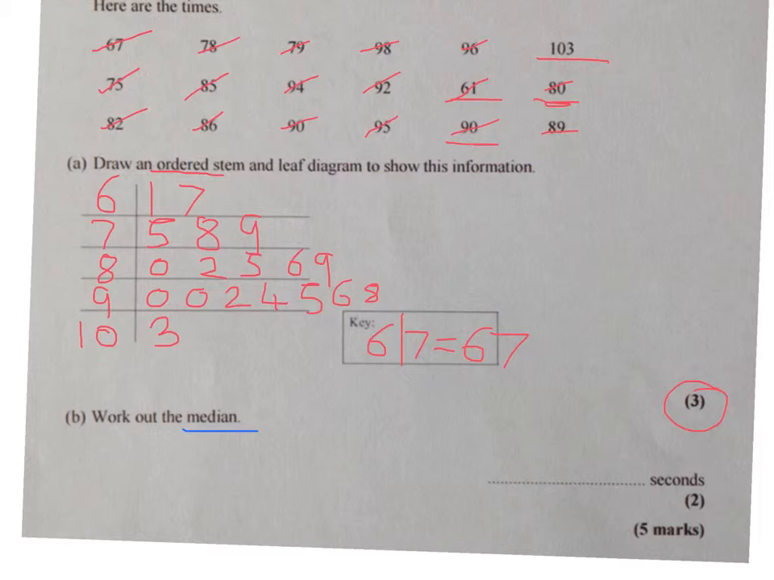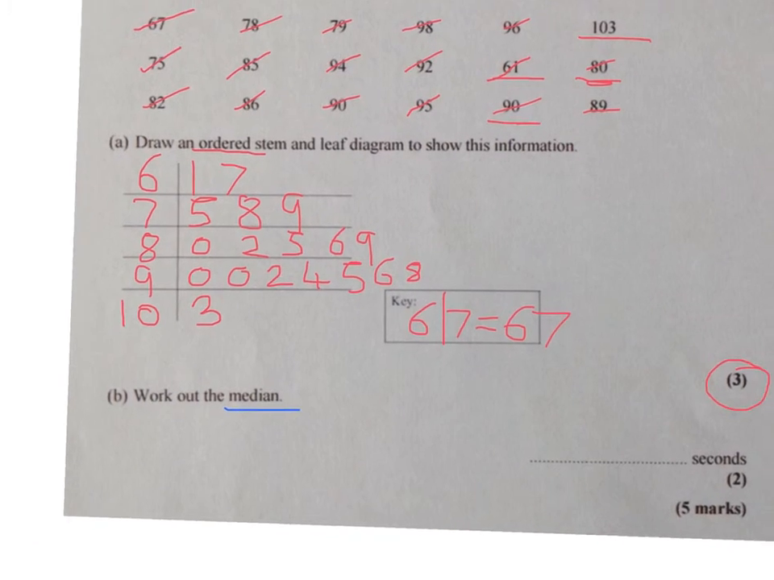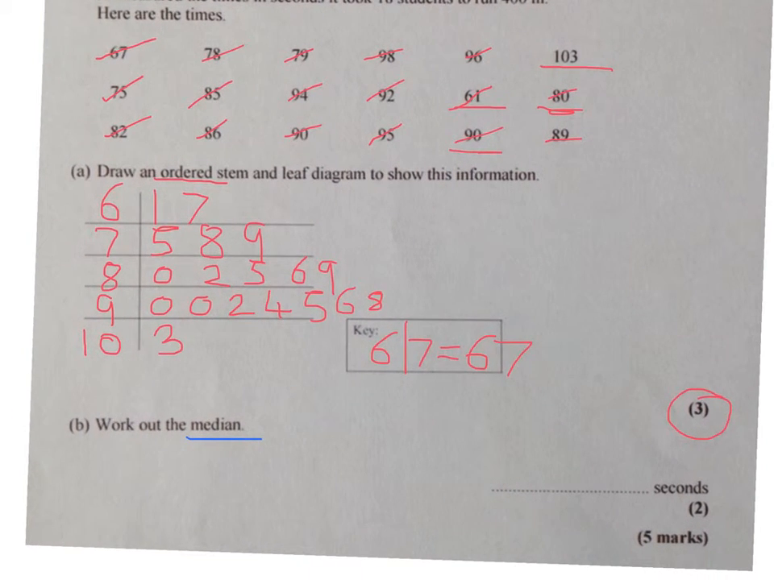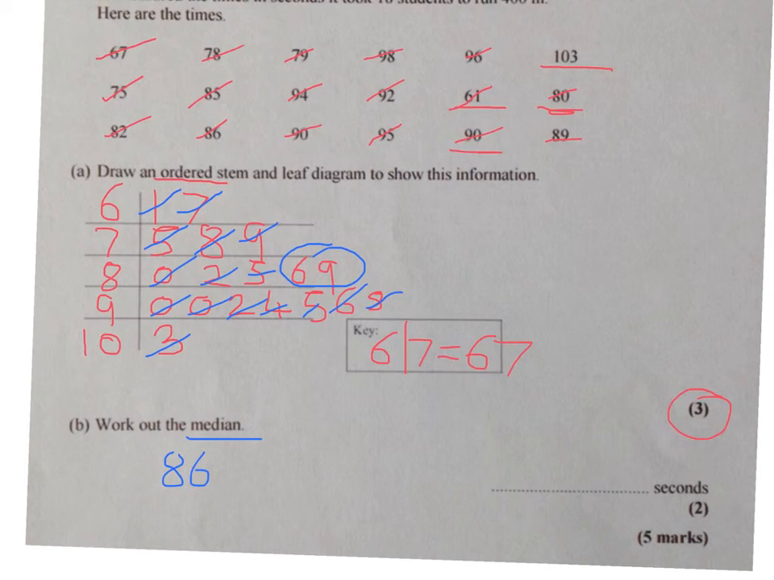The technique I would use for this is to cross the data out, pairing up from the smallest value, so 61 would go with 103. Okay, then 67 goes with 98, then 75 goes with 96, etc. If you continue doing this, you'll end up with 2 middle values, 86 and 89.